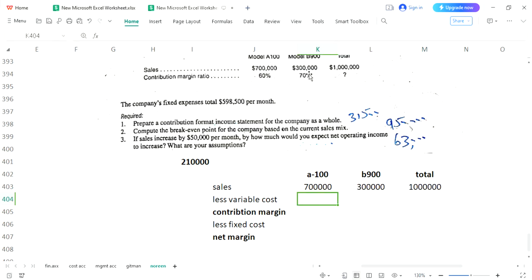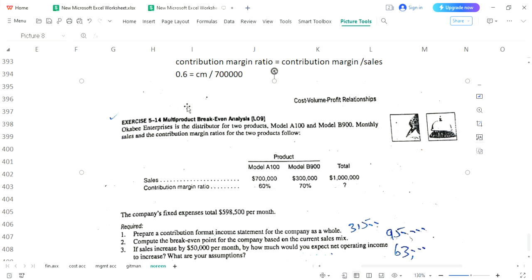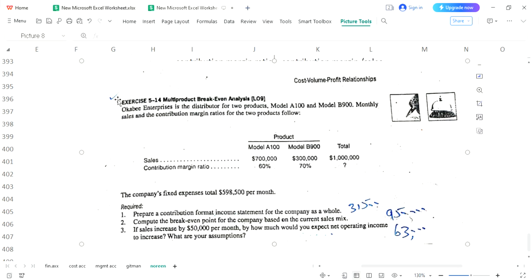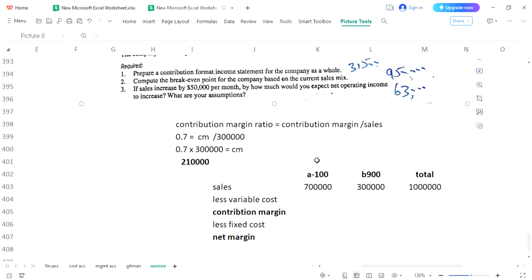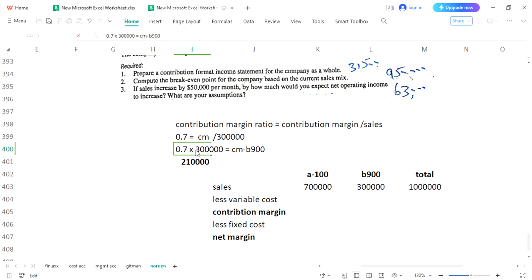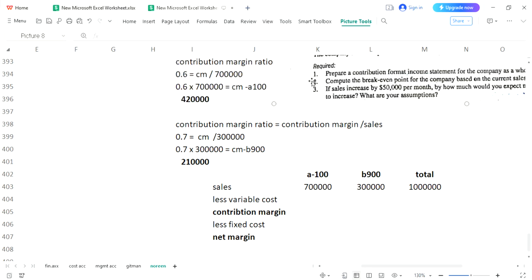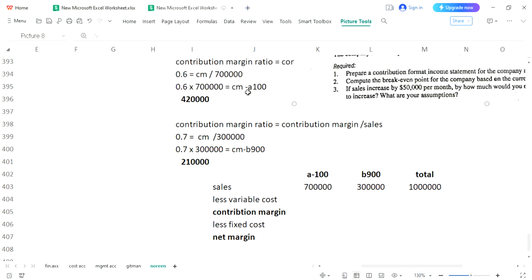Now we need to have variable cost, which is not present in the question. Surprisingly, you can see that fixed expenses are present, and the question you can see is here. You can read it from first line to end line. Variable cost is not present. So that was a surprise for you. But what we have done, we have calculated contribution margins for both. You can see here contribution margin for B900 is also calculated, 2,10,000, and we have calculated our contribution margin for the A100 product, which is 4,20,000.